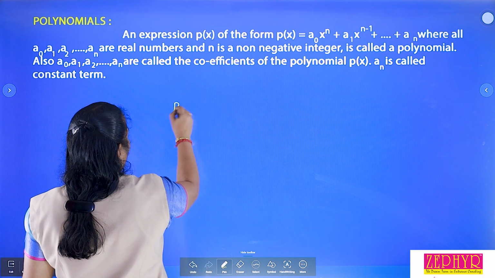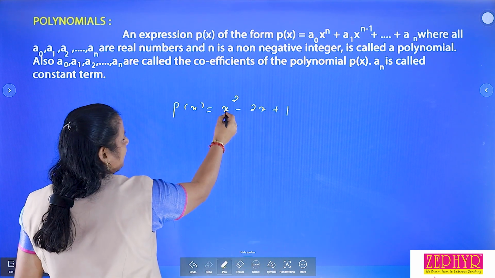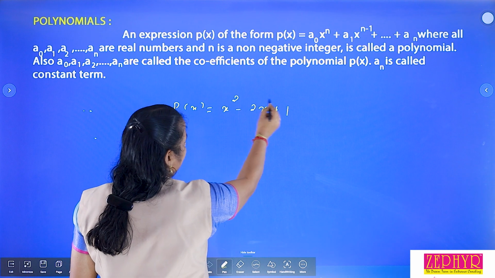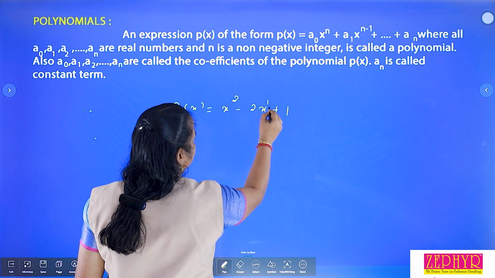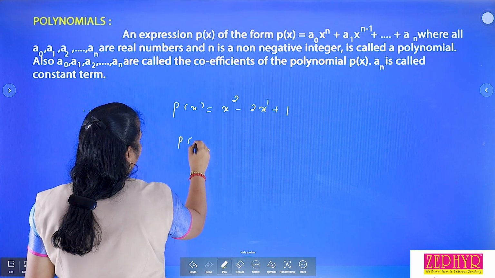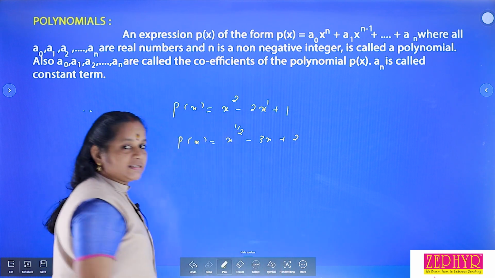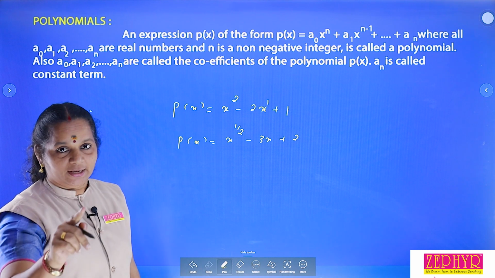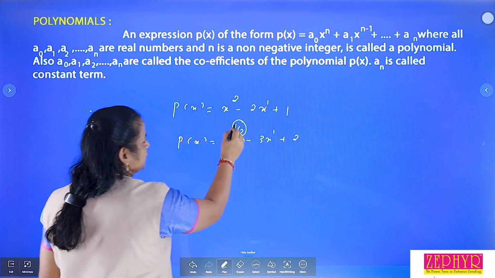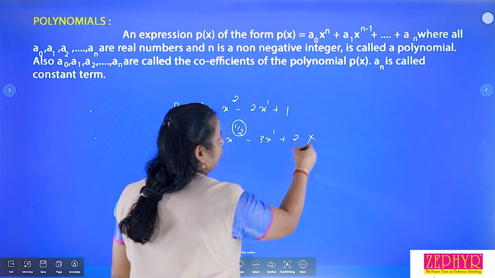For example, p of x is equal to x square minus 2x plus 1. Here x square minus 2x plus 1 is an example of a polynomial because the power n here is 2, and this one is 1, this one is 0. So this is an example of a polynomial. Then take another one, p of x is equal to x raised to 1 by 2 minus 3x plus 2. This is not an example of a polynomial. Why? Here the exponent is 1 by 2, and 1 by 2 is not an integer. So this is not an example of a polynomial.